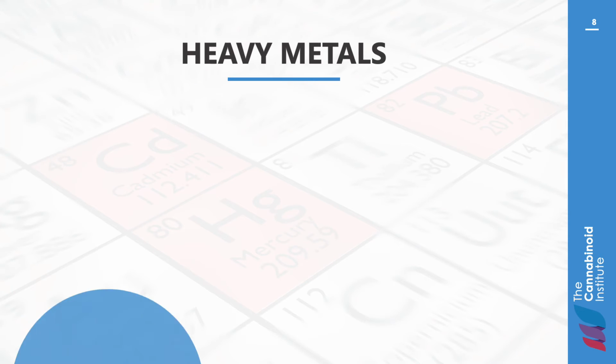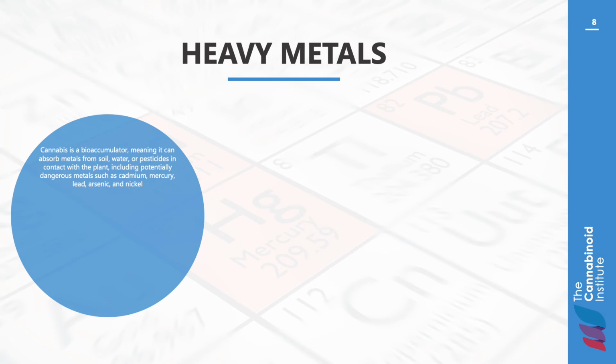As mentioned, cannabis is a bioaccumulator, meaning it can potentially absorb heavy metals such as cadmium, mercury, lead, arsenic, and nickel from the soil, water, or pesticides that come in contact with the plant. Nickel is absorbed 10 times more efficiently in humans through the lungs than through the digestive system, which also plays a role in potential harm from heavy metals, given that inhalation is the most commonly used cannabis delivery method.